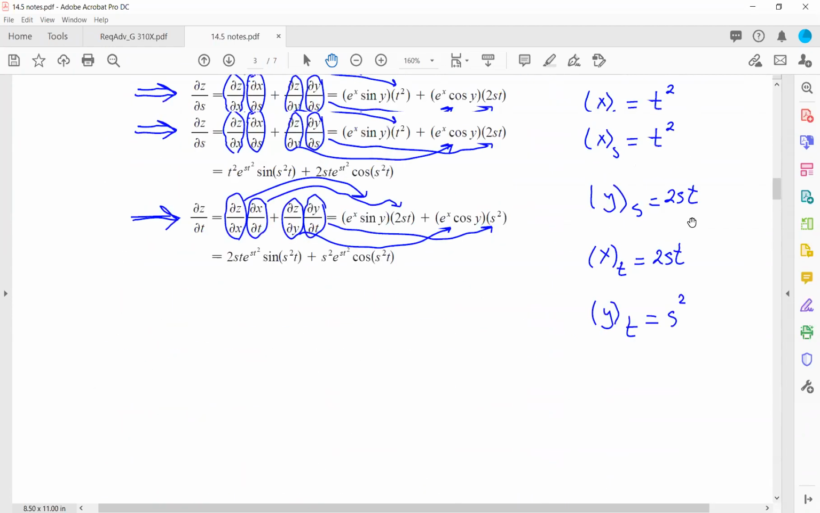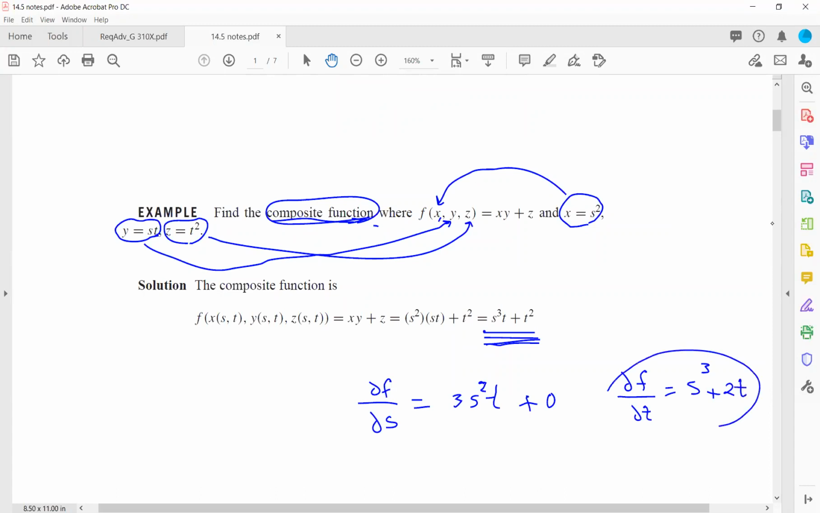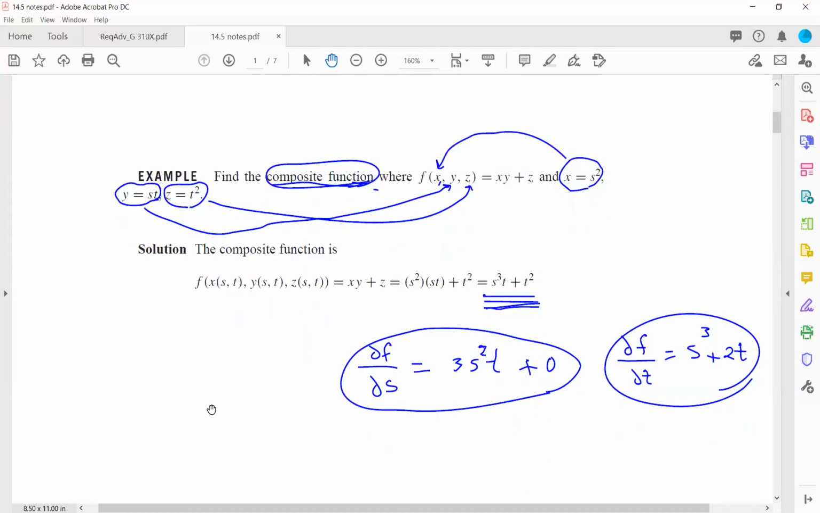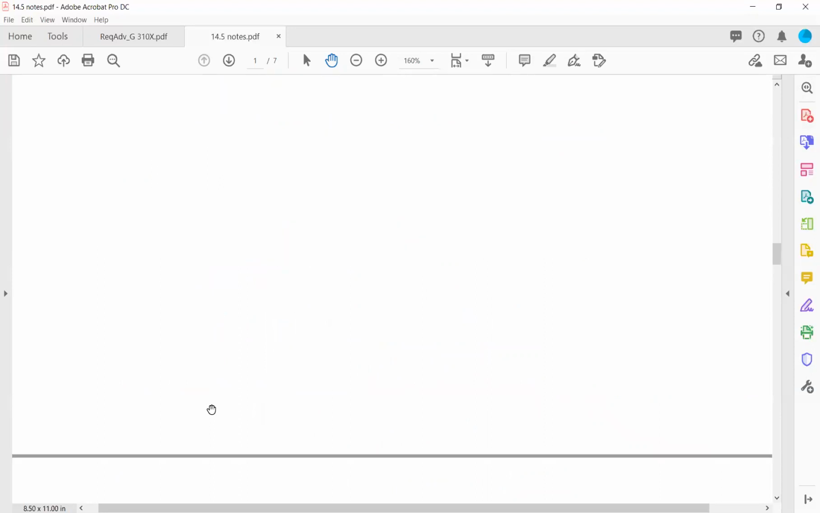If you look at your composition, s cubed t plus t squared, and take the derivative with respect to variable s, it is 3s squared t, and this guy is just 0. So the derivative of f with respect to s is here. So you could just substitute everything here, much more easier. You can find the partial derivative with respect to t as well, which is s cubed plus 2t. The same process, you get the exact same answer. Very well, let us move on.